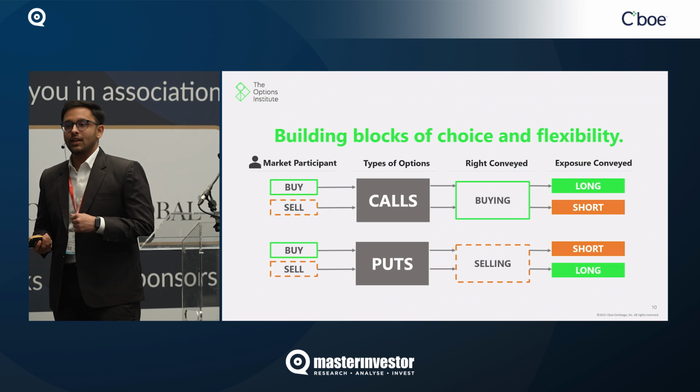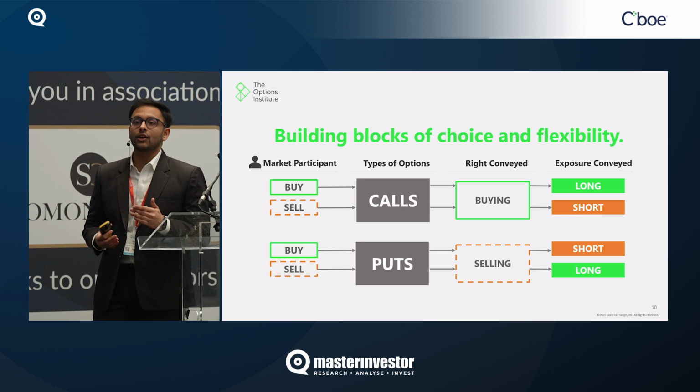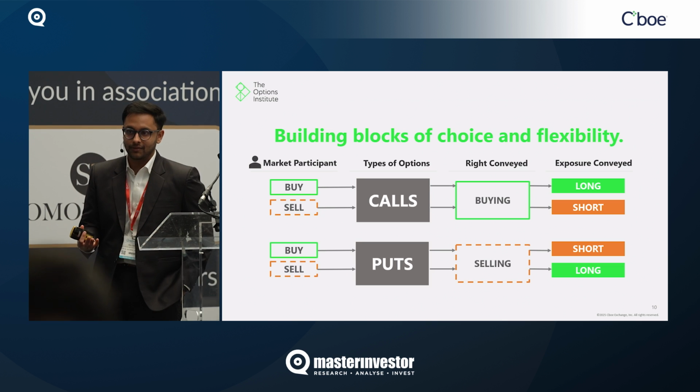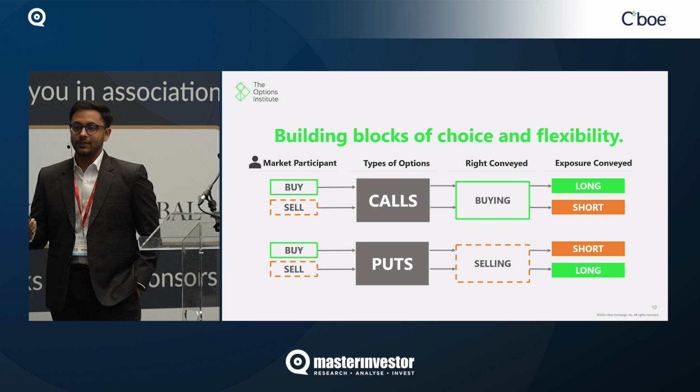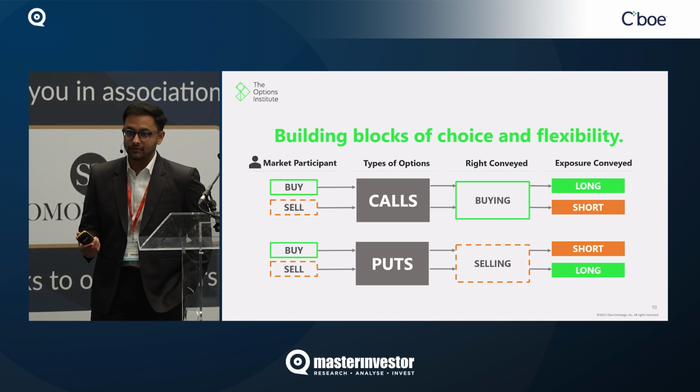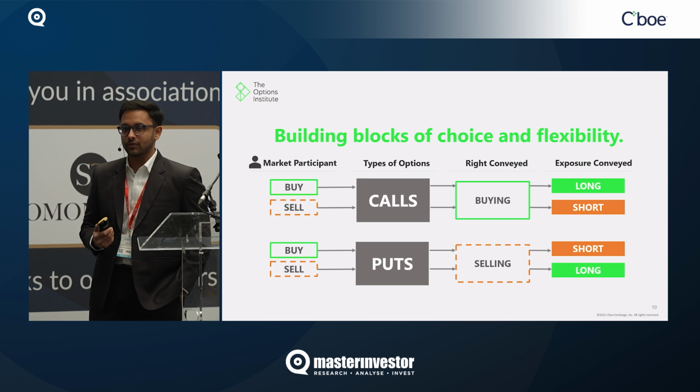And on the other hand, when you sell a put, you're selling the right to sell the underlying asset, which means, you guessed it, you want the underlying price to go up above the price where you'd have to buy it. Hence, you have long exposure.